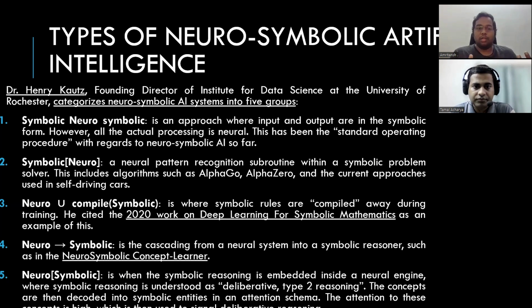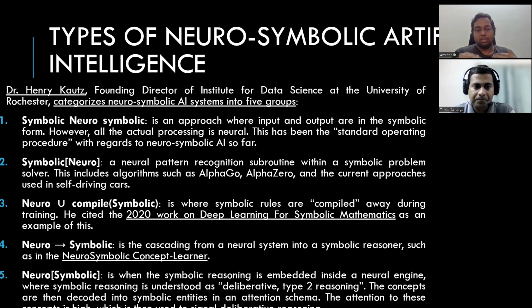Now, there is also a kind of combination, okay, that symbolic rules are compiled during training, and it does not happen at that exact moment. And you could have a neuro to symbolic, okay. There's a cascading from neural to symbolic reasoner, and one prominent example is neurosymbolic concept learning.